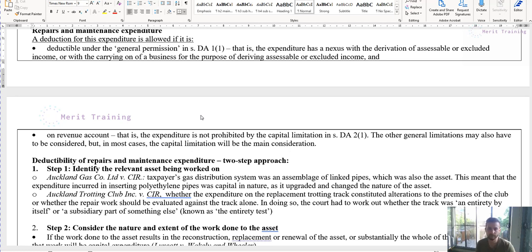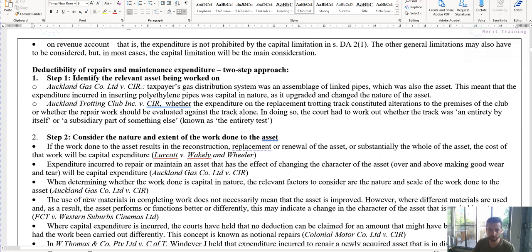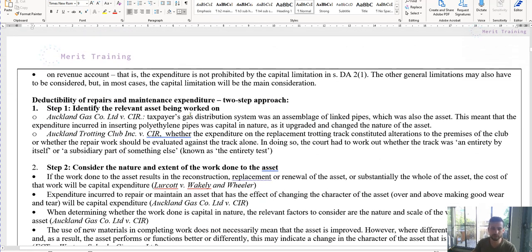So that's when case law comes in, because it's a bit of a gray area. So some of the key questions: is this a replacement asset or a renewal? Is it substantially the whole of the asset, or is it a portion? What's the cost of it, etc.? So we'll go through that in a second. So there's 2 steps involved in this approach in determining whether it's deductible or not. So the first thing is identify the asset.